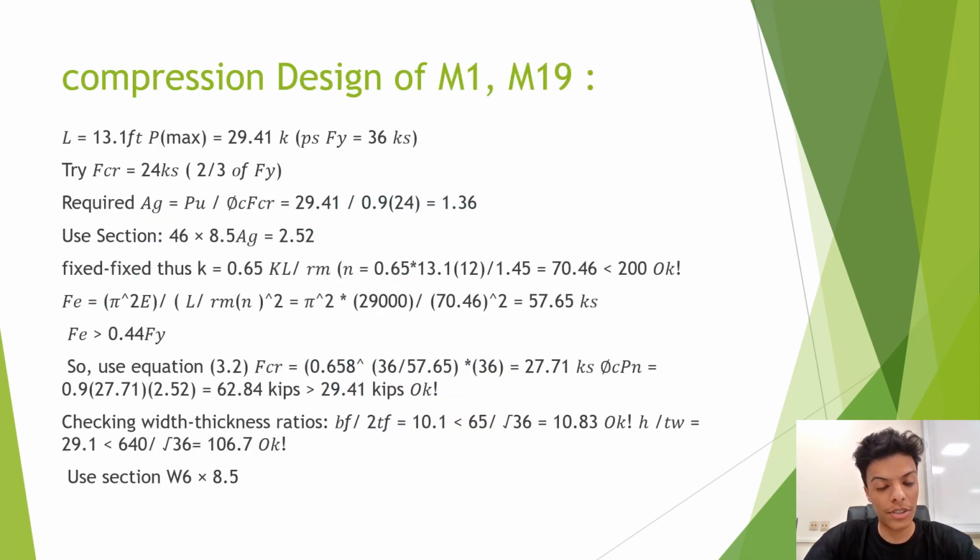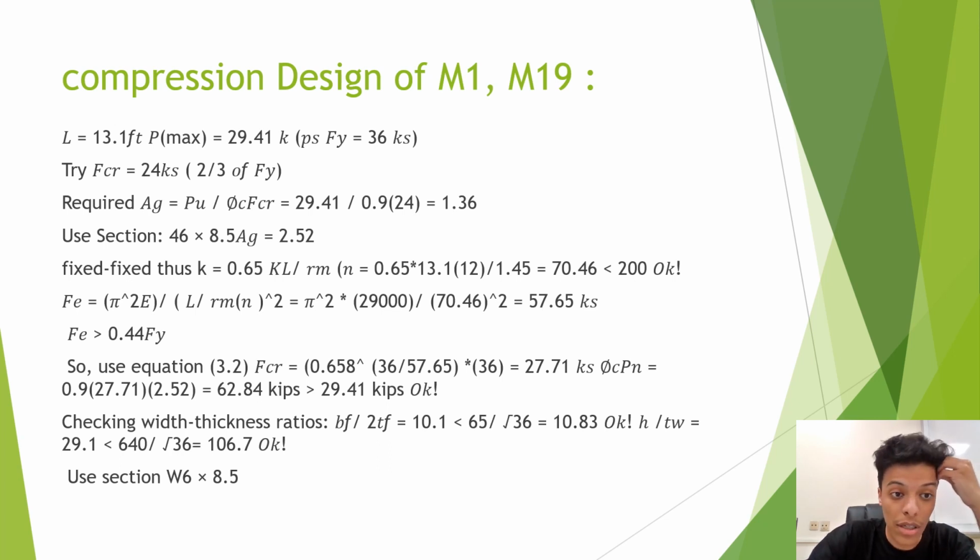After we found the load in each member, now we are going to calculate the compression design. As you can see, our truss is a symmetric truss. So member 1 and member 19 have the same design. We take the length equal to 13.1 feet, and the maximum load equal to 29.41 K. And for the Fy, we take it as 63 KSI.